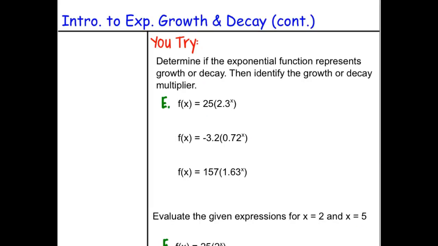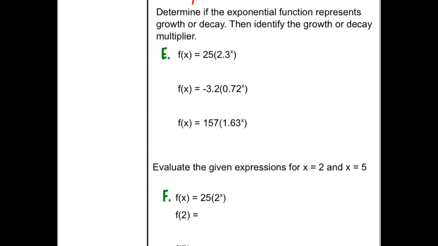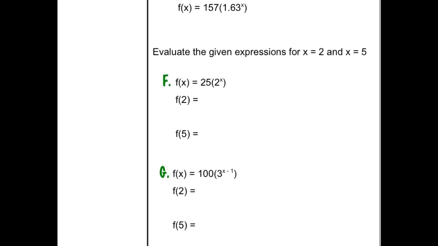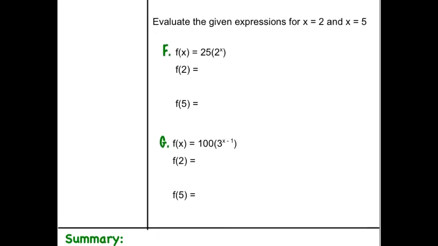So now you get to try. The first 3 are determine if the function represents growth or decay, and then tell me what the multiplier is. Then the next 2, 3, 4-ish are going to be evaluate the expressions at 2 and 5 for each of those functions. And as always, write your summaries and bring your questions with you to class.